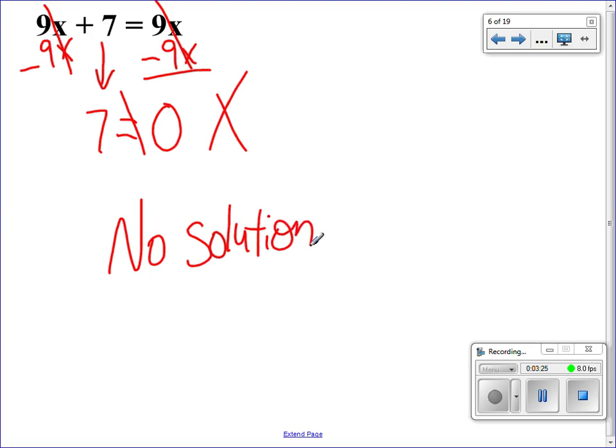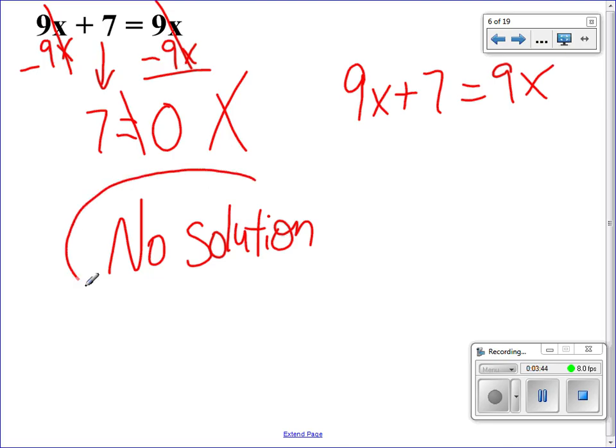So let's think about what that means. 9x plus 7 equals 9x. We are looking for a value of x that is going to make both sides of this equation equal. Well, it turns out there is none. There's no number that exists that will make the two sides of the equation equal. So when this happens, you write no solution and you circle it.